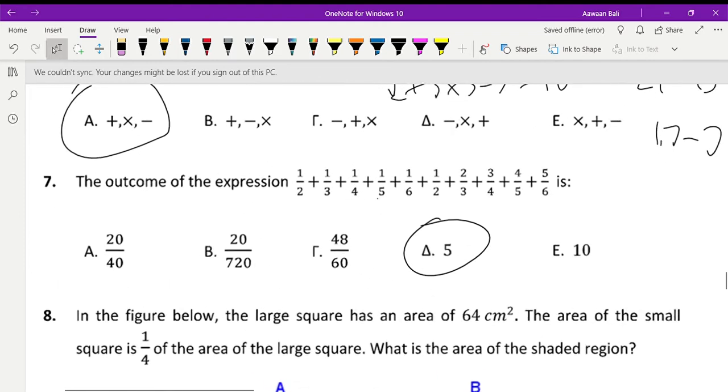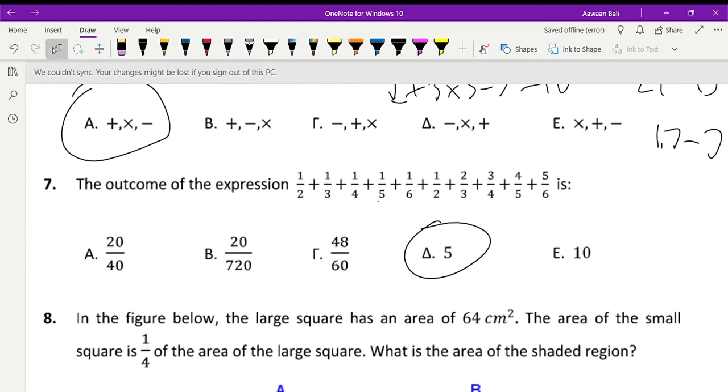The outcome of the expression a half plus a third plus a fourth plus a fifth plus a sixth plus a half plus 2/3 plus 3/4 plus 4/5 plus 5/6 is, the answer is 5, because if you notice, this plus this is a whole. A third plus 2/3 is also a whole, because that makes 3/3. And if in a fraction the numerator and denominator are the same, then that's equal to 1. So a 4 plus 3/4 is 4/4.